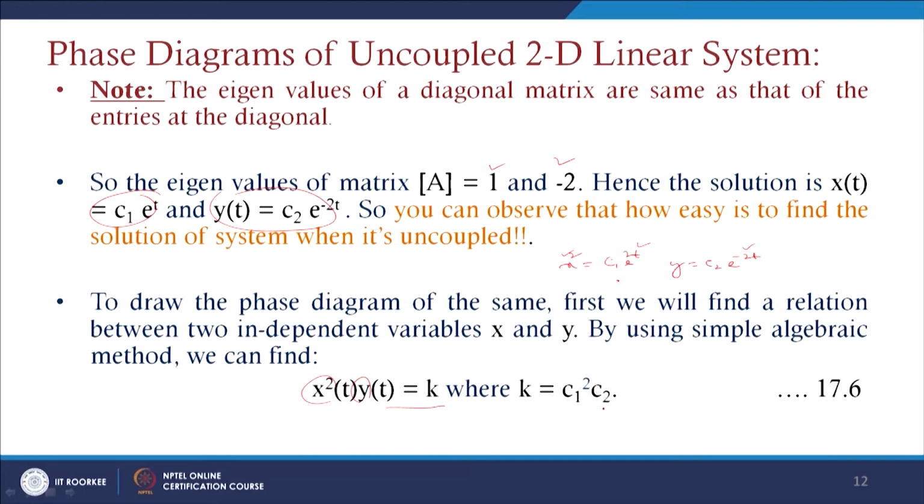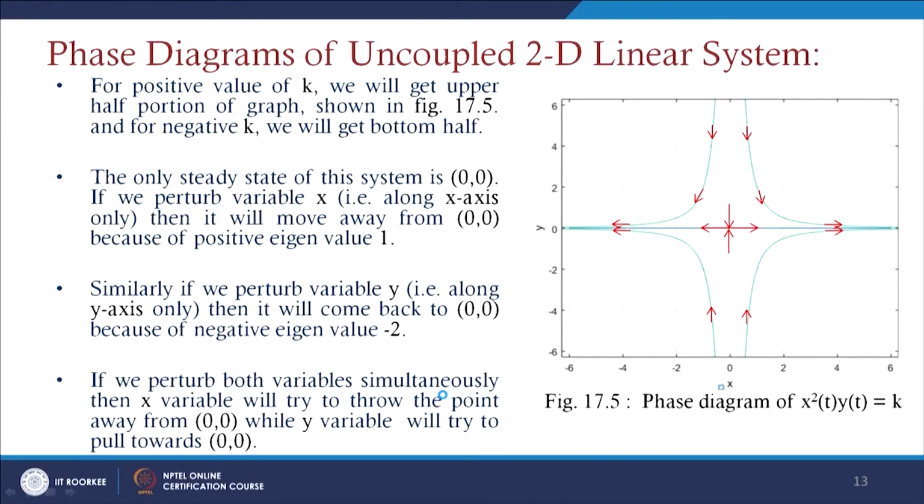Then it can be written as c1 squared e to the power 2t, and y equals c2 e to the power minus 2t, so we can establish the relationship x squared into y, with 2t and minus 2t cancelling. Since c1 and c2 are constants, if we take this constant as c1 squared into c2, we can write it as capital K. If we analyze this equation for a positive value of k, we find the upper half portion of this graph, shown in figure 17.5, and for negative k we find the lower half of this graph, and the only steady state is achieved at the 0 0 level.